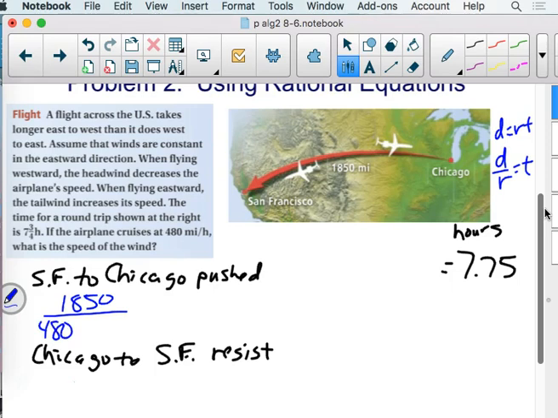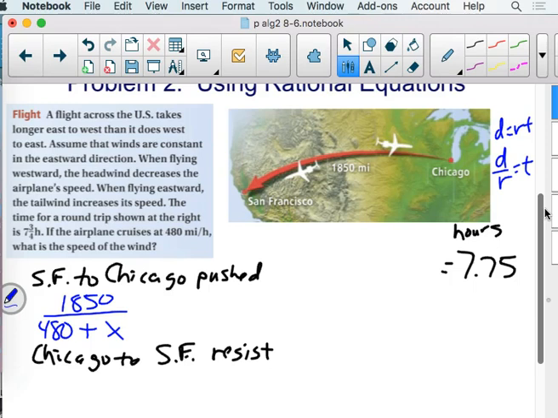...was also helping them out, right? Do we know how fast the wind was blowing? Ooh, that's what we're trying to find. If it's pushing it, it's adding to it. They originally had a speed of 480, but now we're going to have to add x to that.